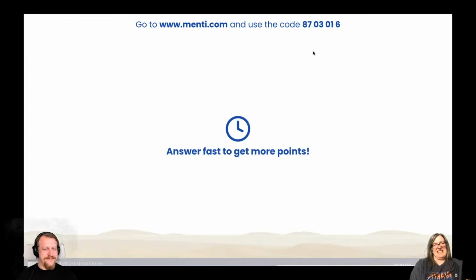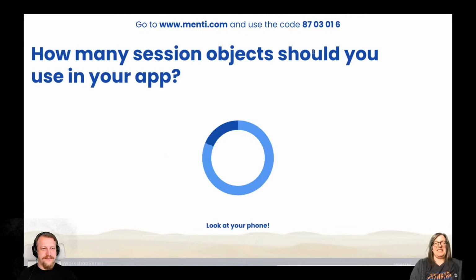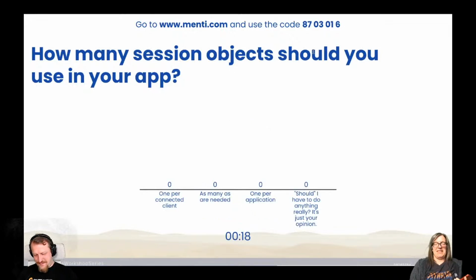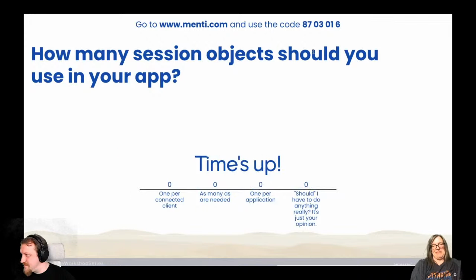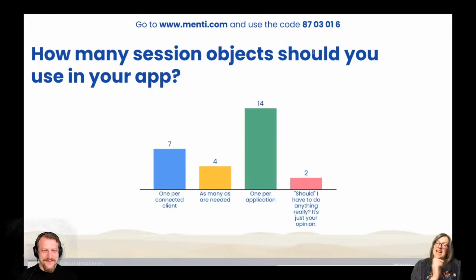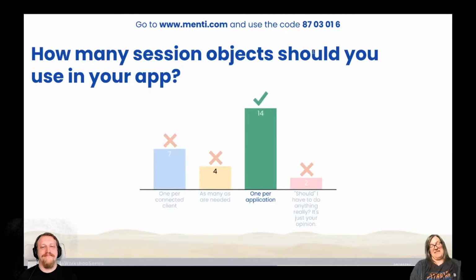So, how many session objects should you use in your app? Look at your phone: one per connected client, as many as are needed, one per application. It's just your opinion. So let's see. Very good. It's actually a lesson we want to take away, right? You should have only one per application.